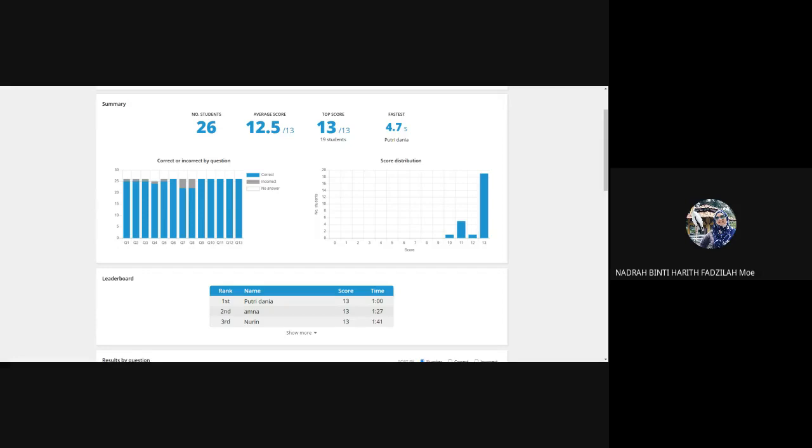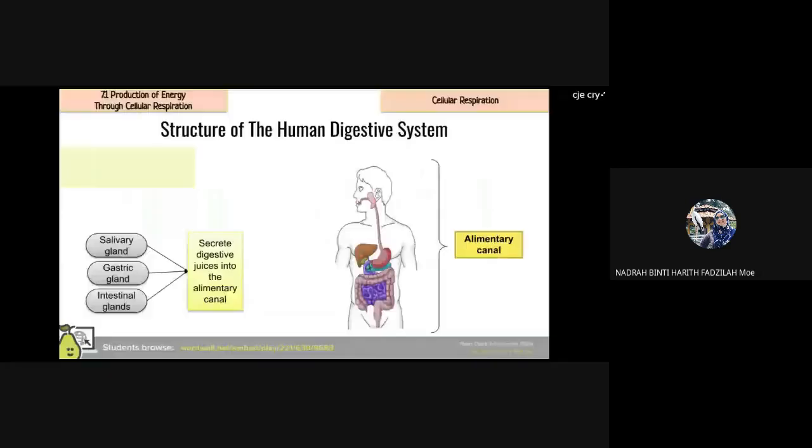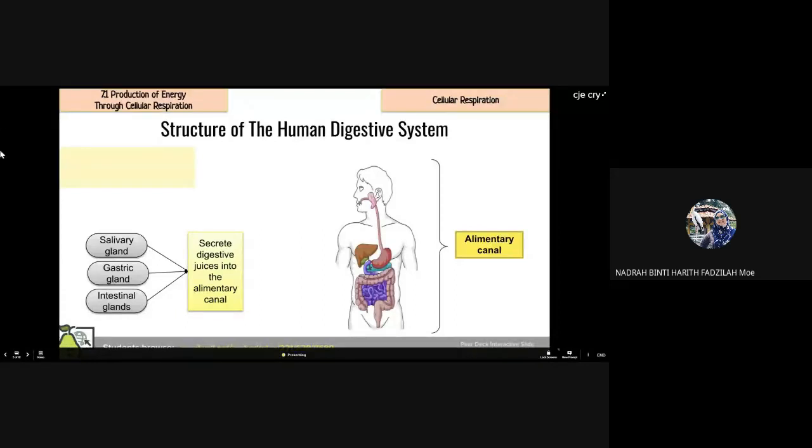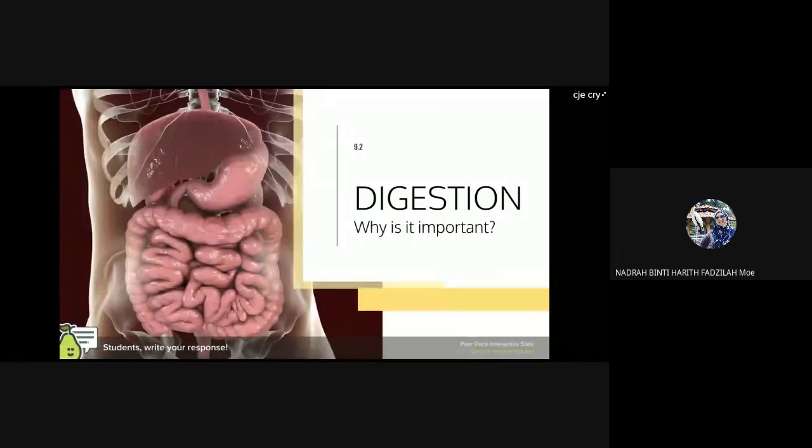So let's take a look at the process of digestion. Kita tengok digestion dulu. Okay, sekejap ya. I have to change my screen first. Okay, mari kita kembali kepada PDAC. Okay, let's take a look. Okay, so for digestion, why do you think digestion is important?